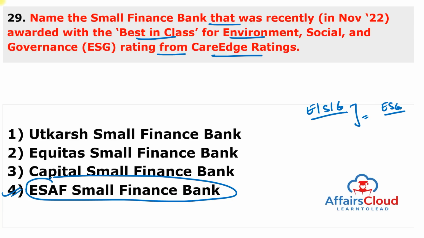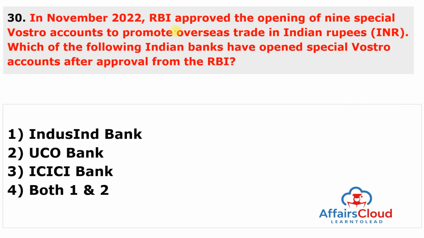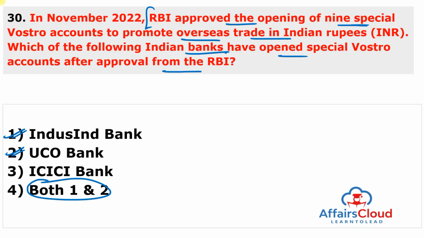Moving to the next question. In November 2022, the RBI approved the opening of 9 special Vostro accounts to promote overseas trade in Indian rupees. Which of the following Indian banks have opened special Vostro accounts after approval from the RBI? One is IndusInd Bank, second is UCO Bank. So the answer of this question is both 1 and 2.